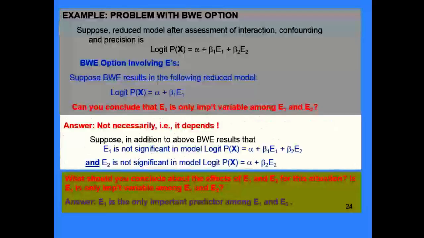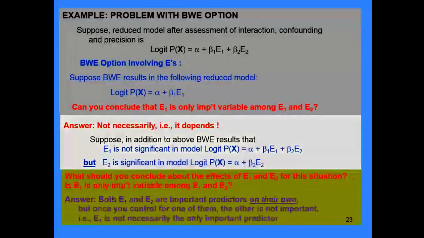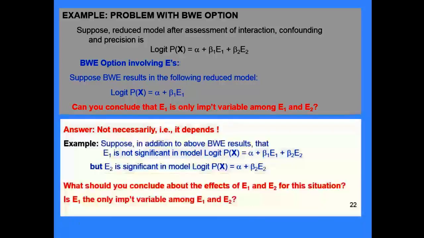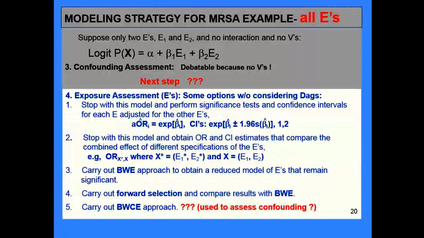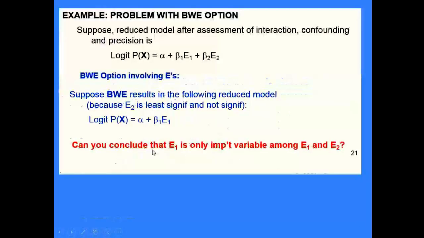Now, the other thing I said, this is sort of the last thing, okay? I'm saying, suppose there was this other thing. I said, carry out the BWE approach to obtain a reduced model. This third step has a problem. And I'm going to explain the problem, but not go all the way through it. Again, you could do this in the lab tomorrow.